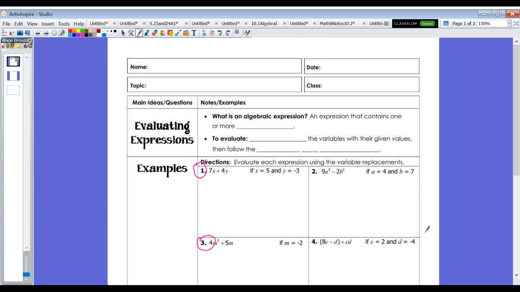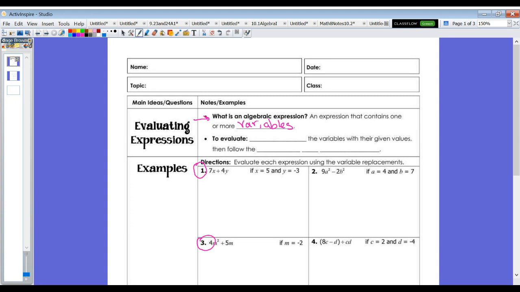So today we're going to look at evaluating expressions. So first thing that we want to do is be able to define what an algebraic expression is. And all an expression is, is something that contains one or more variables. So if you look at any of the sample problems below, expression is just talking about that.